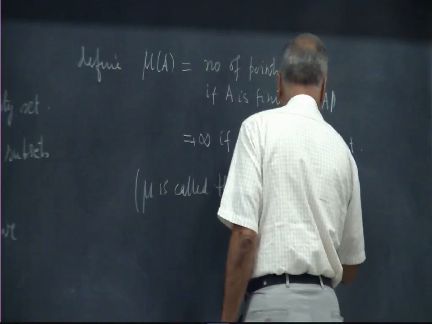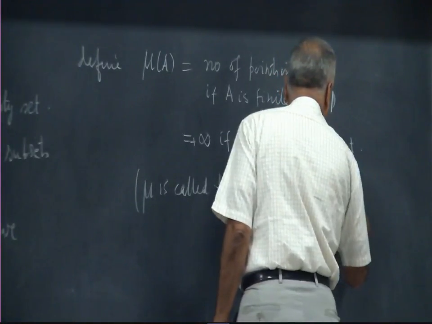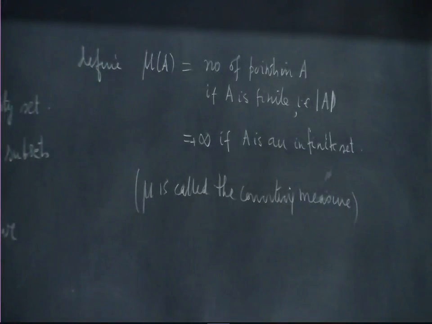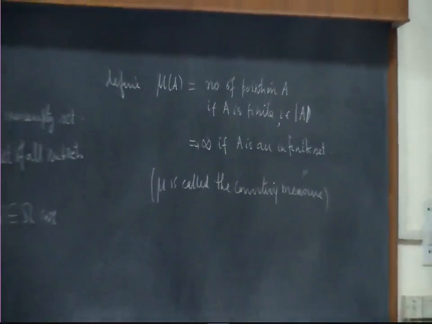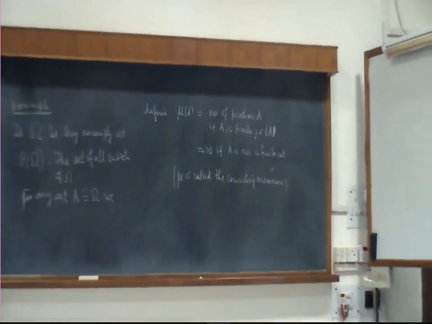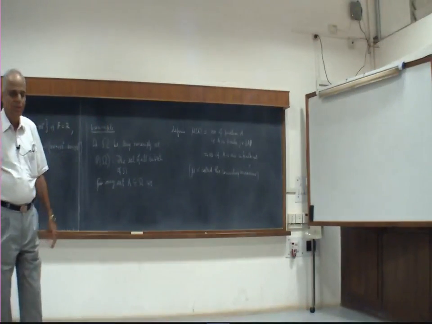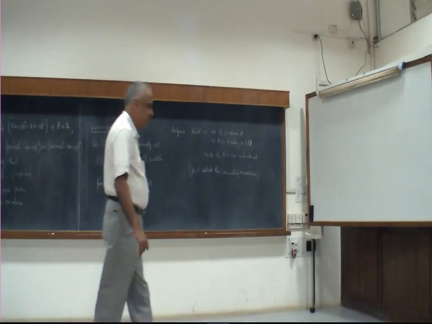We can show that it satisfies all the axioms of a measure. And the only thing is, unlike the real line, where infinite sets can have finite Lebesgue measure, right? An infinite set has finite area. Okay. So such tricky situations can happen.